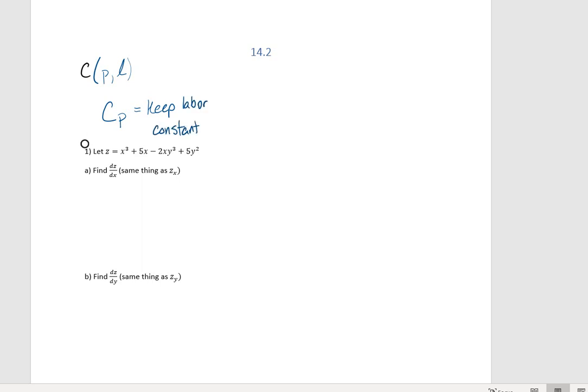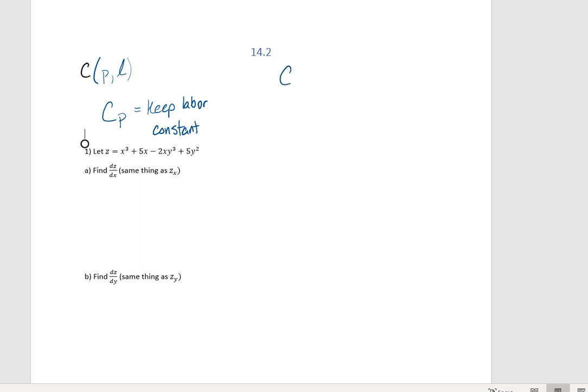So what we want to do is we want to see how does our cost change as our price changes, which means that we're going to keep labor constant. So we'd still have our employees making the same amount of money, working the same amount of hours, but we would change the price of how much it costs to actually make the item.